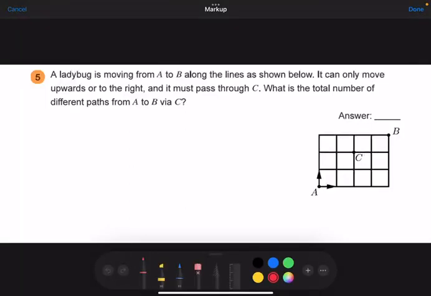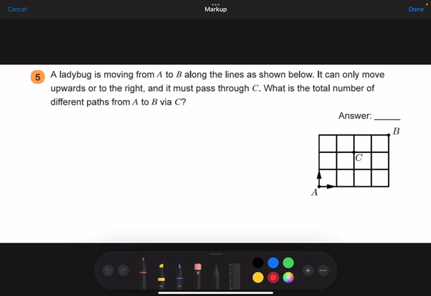Now let's have a look at question number 5. A ladybug is moving from A to B along the lines as shown below. It can only move upwards or to the right. So this is a shortest route problem, and it's a square grid, so it's really typical, really characteristic. We will need to use the marking method to quickly solve this question.